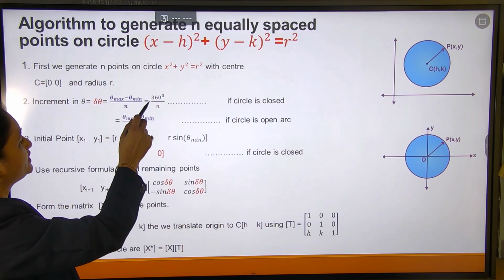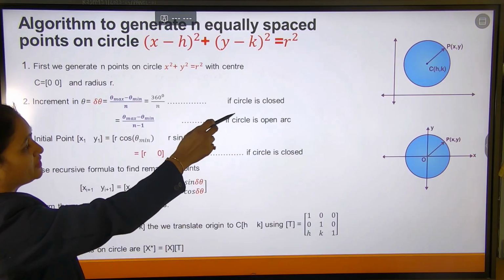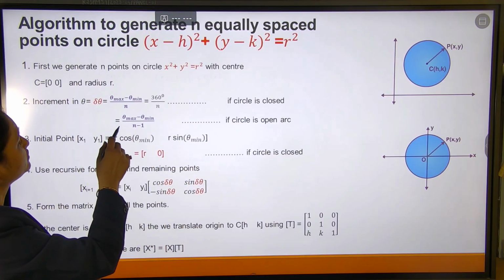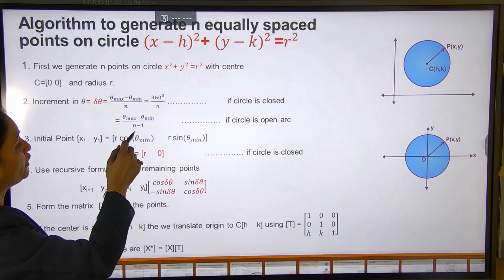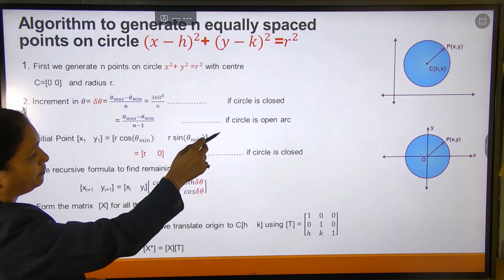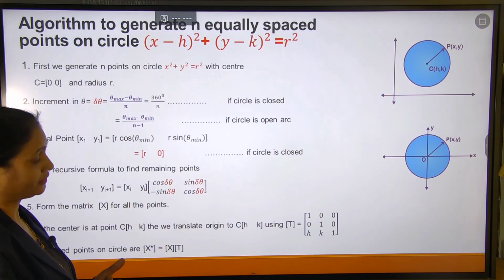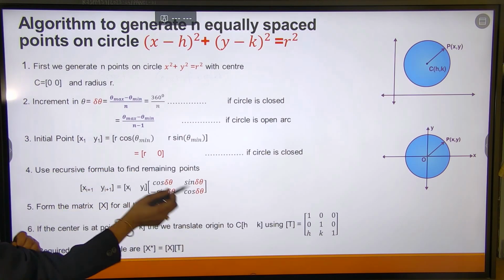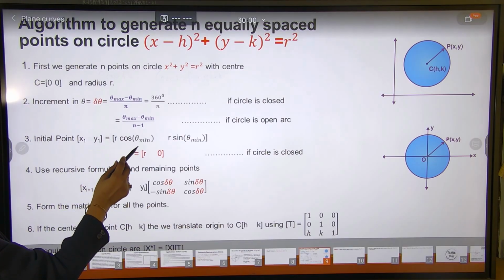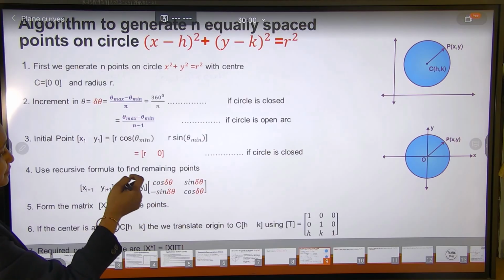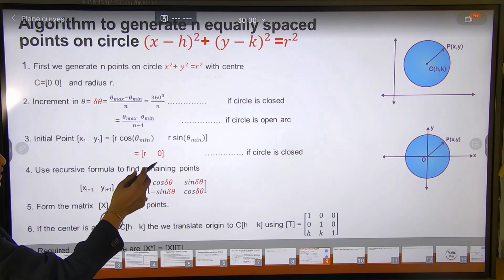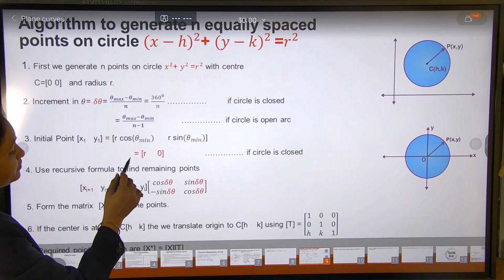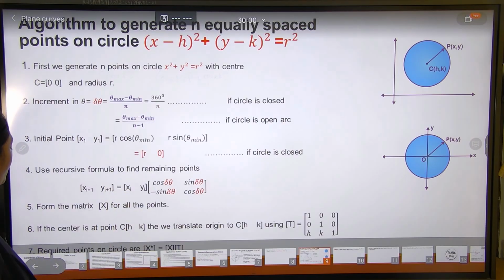So 360 degree upon n, if the circle is closed. And the formula to calculate delta theta is theta max minus theta min upon n minus 1 if the circle is an open arc. Now next, the initial point is calculated using the formula x1, y1 is equal to r cos theta min, r sin theta min, that is equal to r, 0 if the circle is closed. Initial point is r, 0.